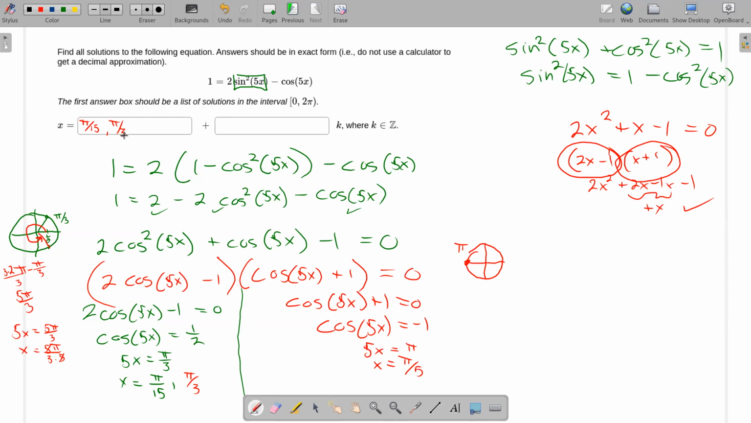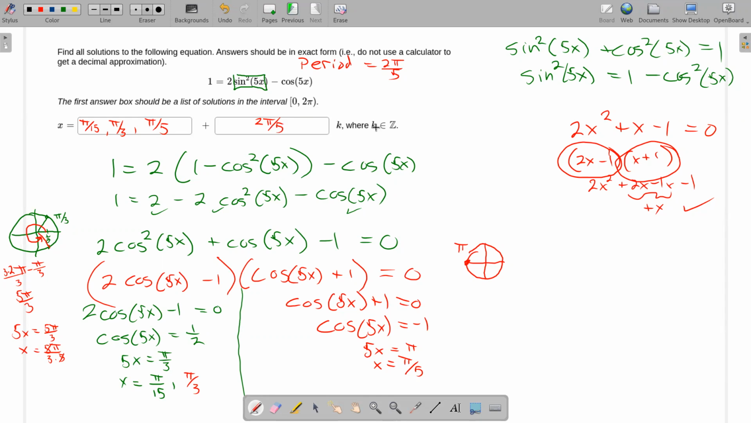All right, so the next one here should be pi over 5. And then multiples of the period. Now, because these have a 5x in them, the period is 2 pi over 5. So then I should add multiples of the period. So this right here is going to be 2 pi over 5. So from those first three solutions, I can get as many as I want.